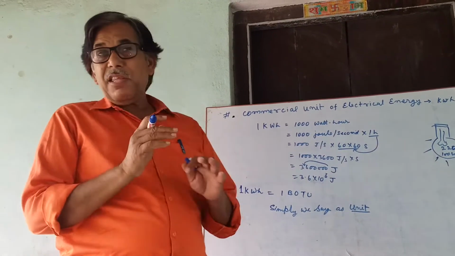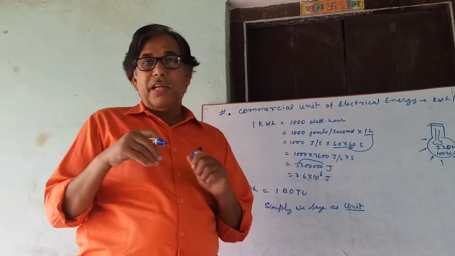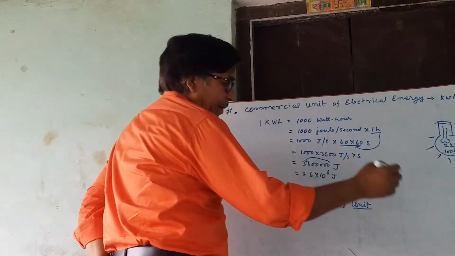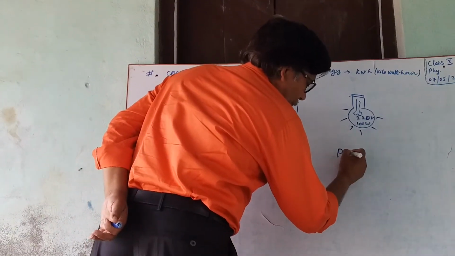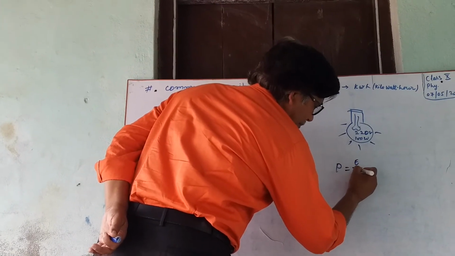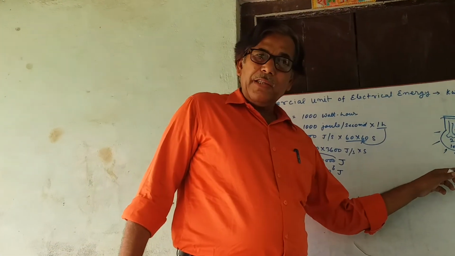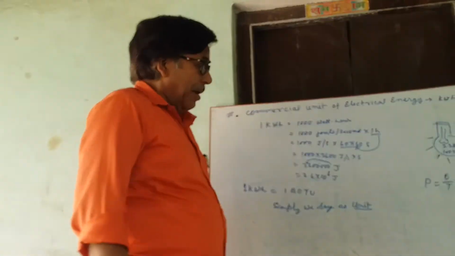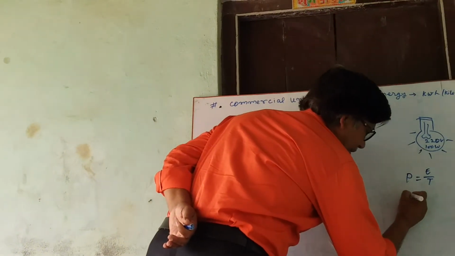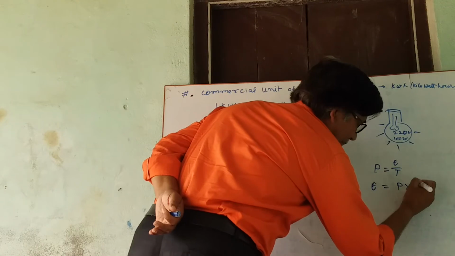Now it is very easy to calculate the electrical energy consumed in our home. We know that power P is equal to energy consumed by time taken. So energy consumed will be equal to power into time.